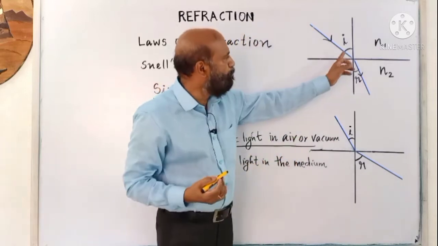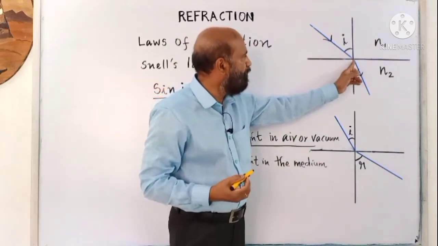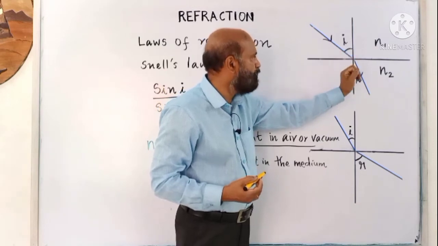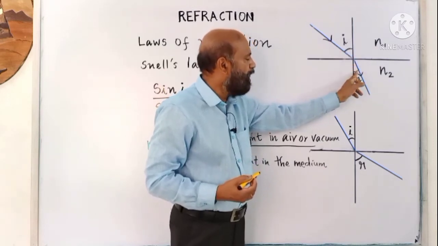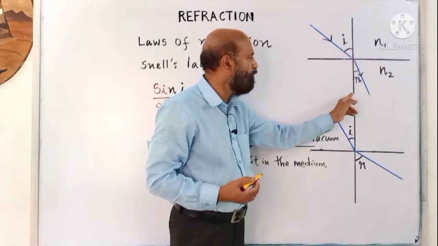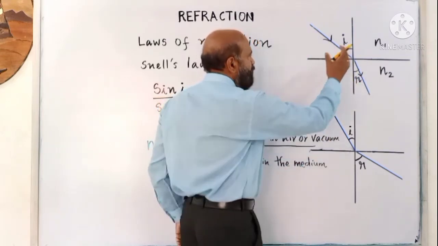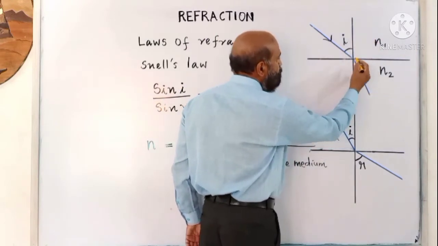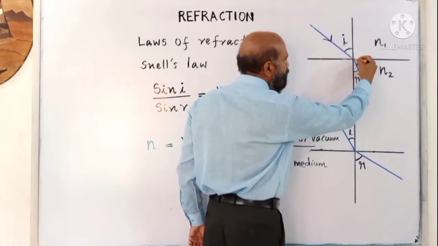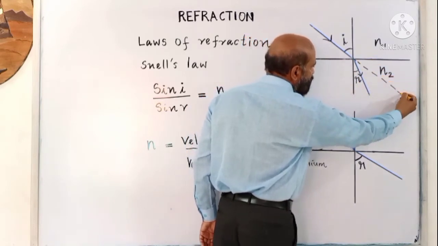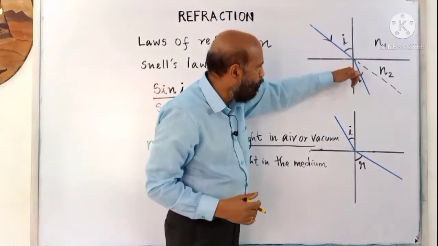The angle between the incident ray and the normal at the point of incidence is called the angle of incidence. And this is the angle of refraction, the angle between the refracted ray and the normal. When light is entering from this medium to this medium, there is a bending. Instead of going straight, it is bent towards the normal.